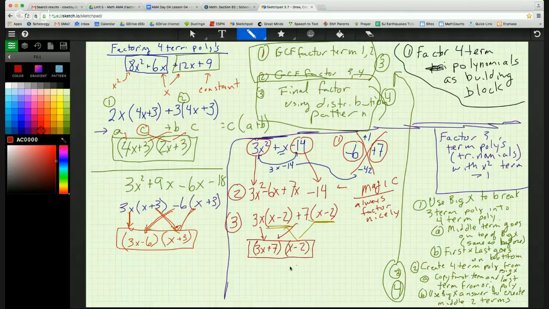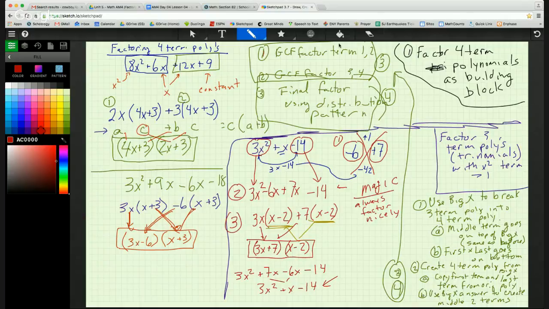Now let's just FOIL this to make sure we're not crazy here. 3x times x is 3x squared. 7 times x is positive 7x. 3x times negative 2 is minus 6x. And then 7 times negative 2 is minus 14. Combining my terms, I get 3x squared plus x minus 14.